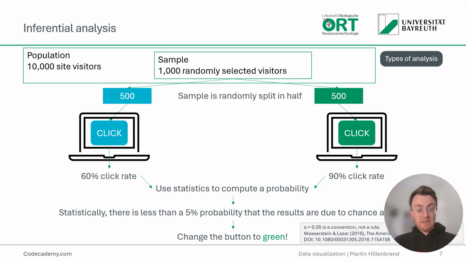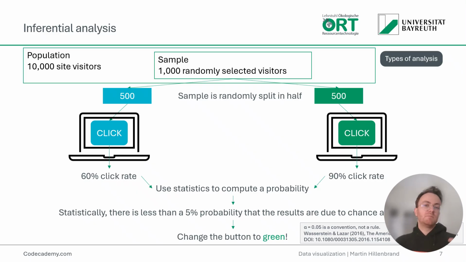Inferential statistics analysis infers properties of a population, for example, by testing hypotheses and deriving estimates. So if we now look at a population of 1,000, for example, website visitors, and we have a sample of 1,000 randomly selected visitors of this full population, then we can split the sample into two randomly split halves, so 500 on one side and 500 on the other side. And now we can try different things with those visitors.